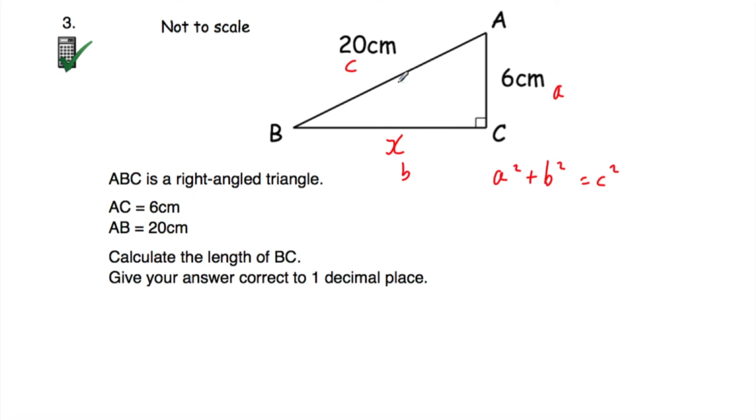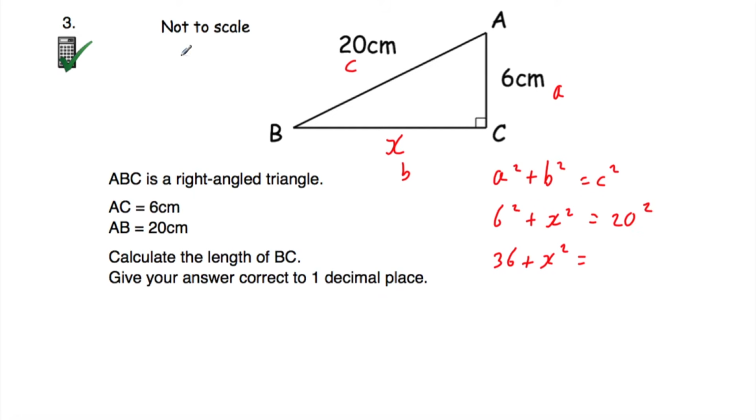So let's substitute in our values. So instead of A squared, we're going to write 6 squared. And then plus, and instead of B squared, we're going to write X squared. What we're trying to find, X squared, is equal to C squared, and C is 20, so that's going to be 20 squared. So this is our equation. We just need to solve it now. So 6 squared is 36 plus, and then we've got X squared is equal to, and we just need to work out 20 squared.